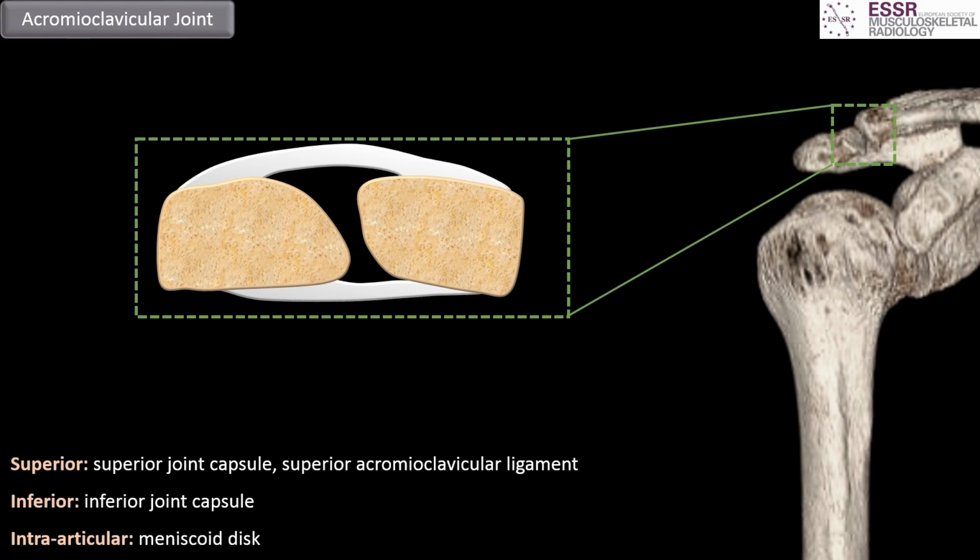Starting with the superior aspect and the acromioclavicular joint, which reflects the articulation between the acromion on the lateral and the clavicle on the medial side. As a plain synovial joint, it has a capsule which is reinforced by the superior and inferior acromioclavicular ligaments. On ultrasound, only the superior capsule and ligament can be assessed.